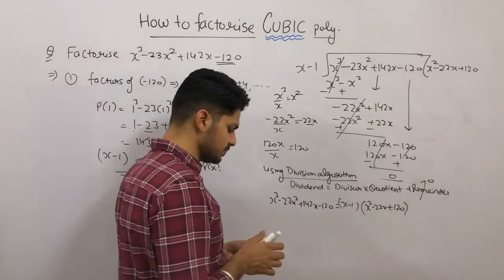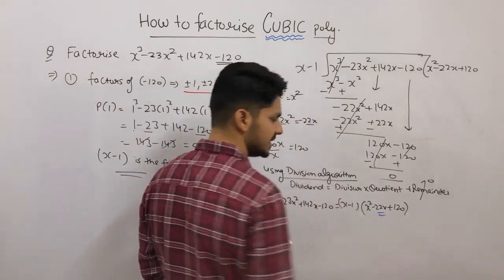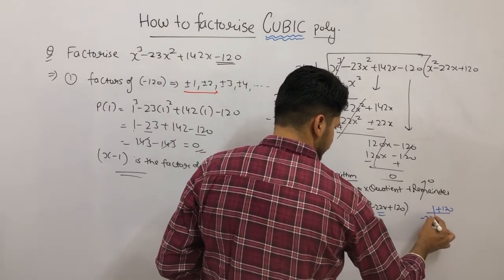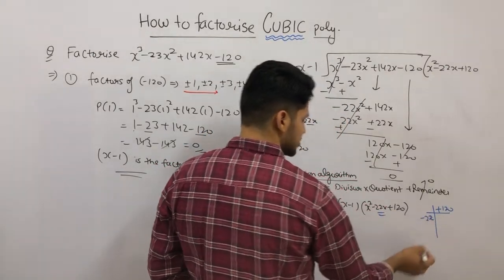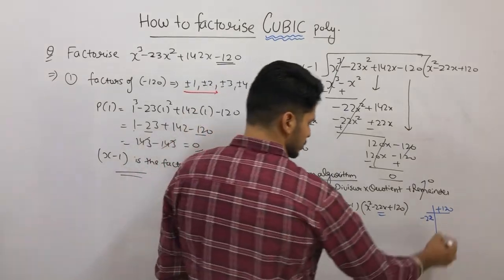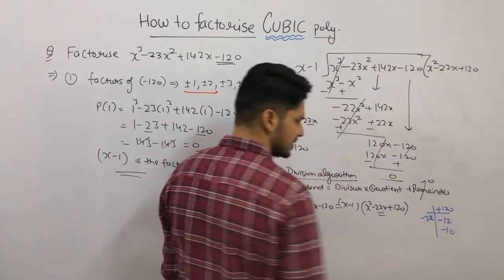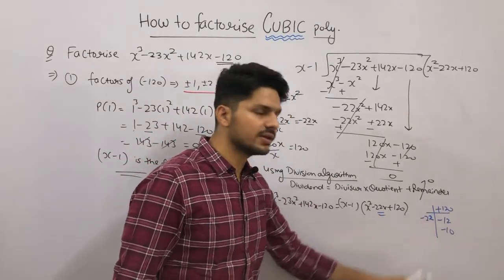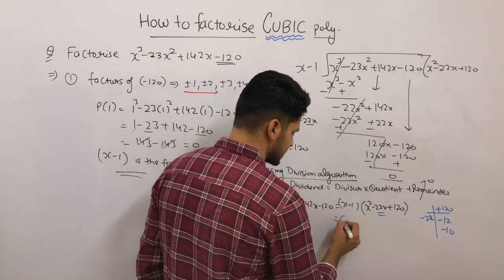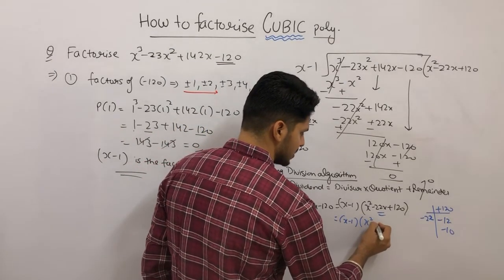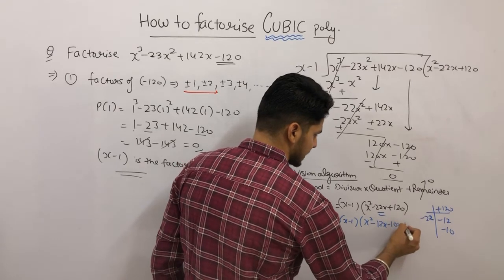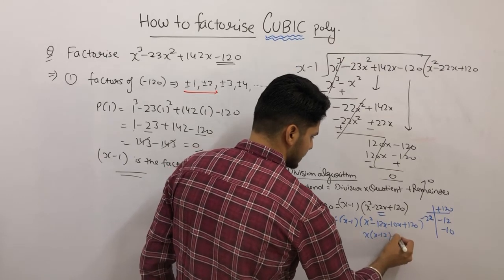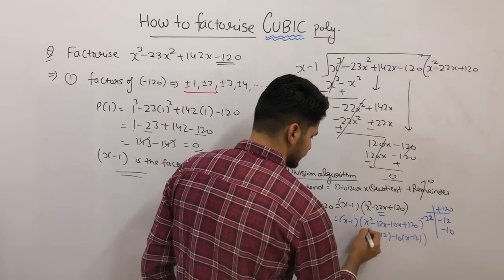Now again we have to split this because it is our quadratic. Let's see. So we want minus 22 in addition and 120 in multiplication. So those numbers will be minus 12 and minus 10. So if you multiply these both numbers, we will get 120, and if you add these numbers, we will get minus 22. So what I will write, x minus 1 as it is, here will be x square minus 12x minus 10x plus 120, x square, x common, x minus 12, minus 10 common, x minus 12, okay.